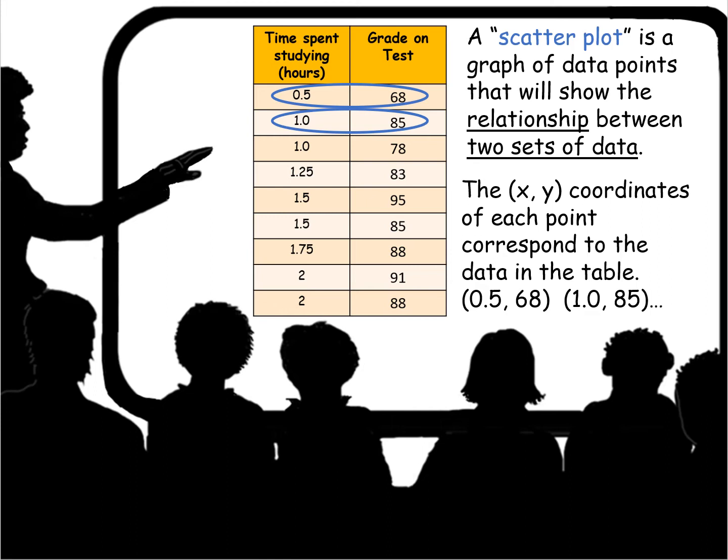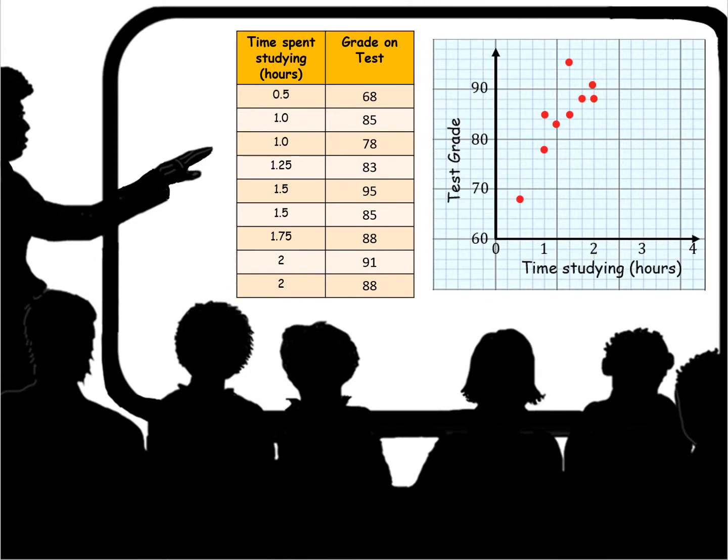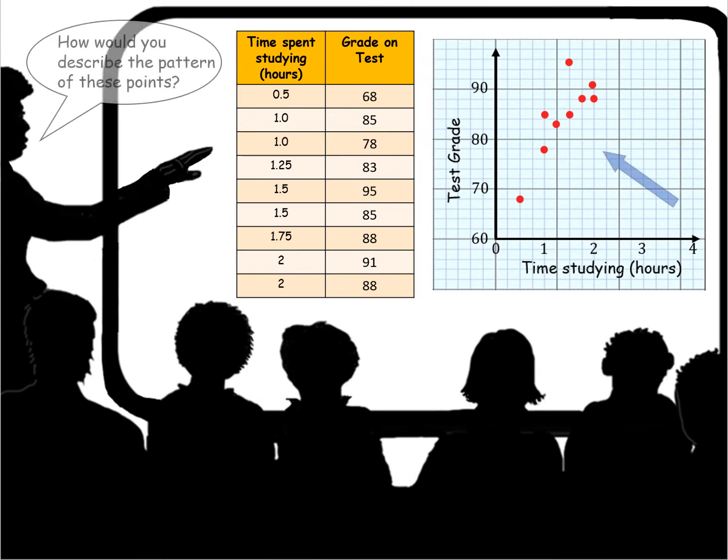Likewise, for the first data point here, you would see 1 hour on the x-axis, and then you would see 85 on the y-axis, and that's where you would plot that point. So now we take a look at these data points that have been plotted from the table to the left. How would you describe the pattern of those points?